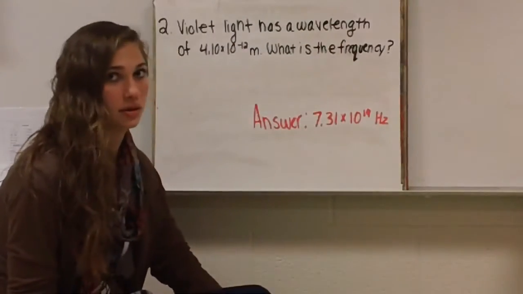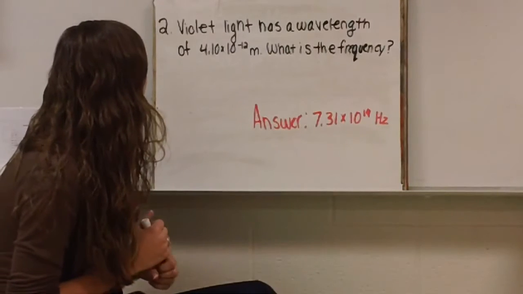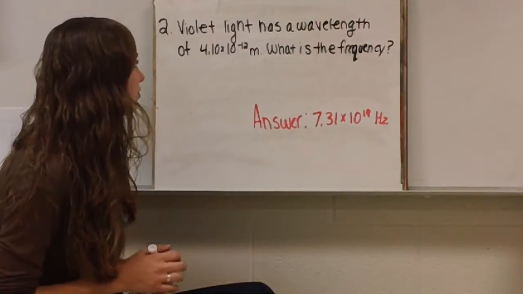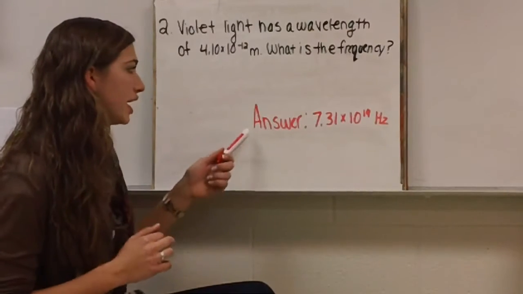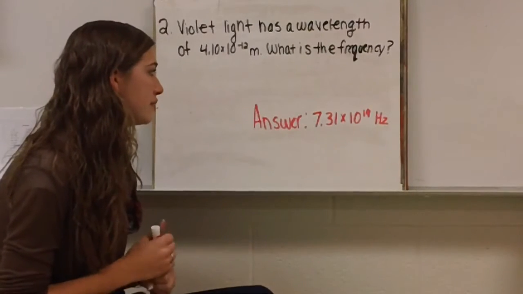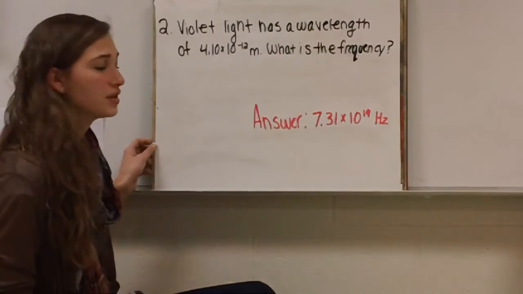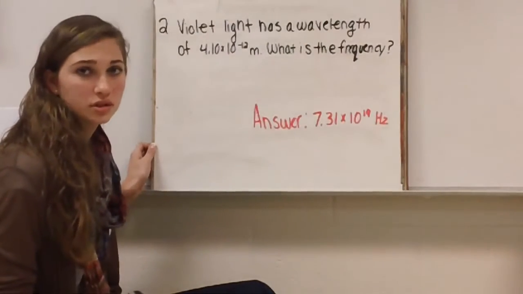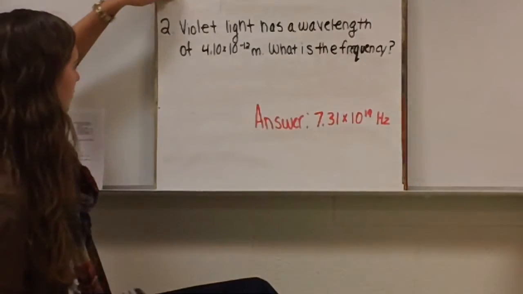So why don't you try this one on your own? Violet light has a wavelength of 4.10 times 10 to the negative 12 meters. What is the frequency? So I have the answer up here for you, which is 7.31 times 10 to the 19th hertz. Make sure you get the same answer. If you don't, try it again, and if you still don't understand it, you can come with questions.